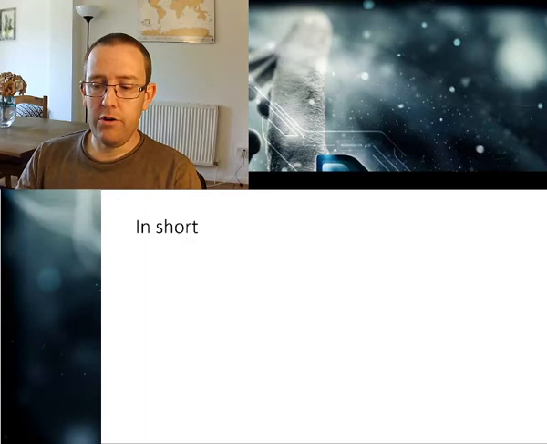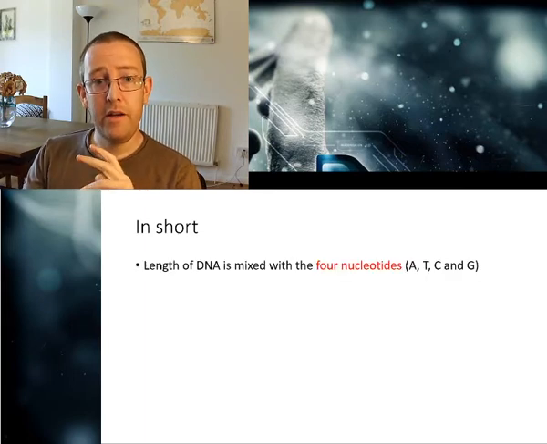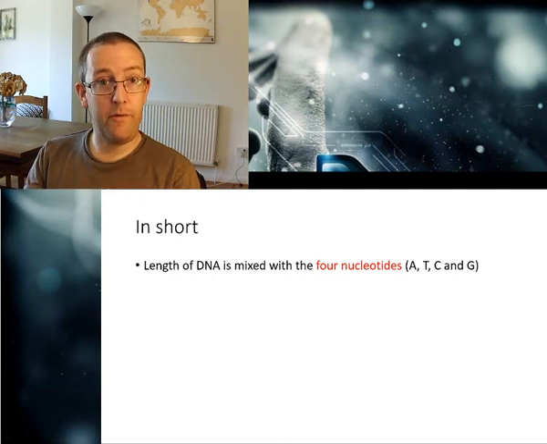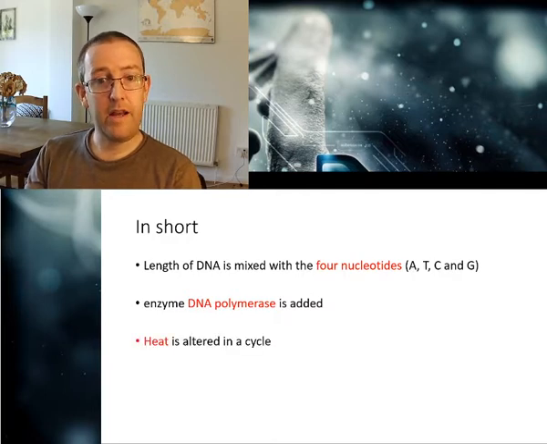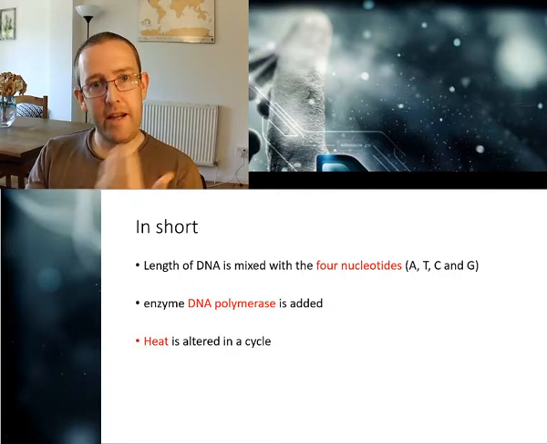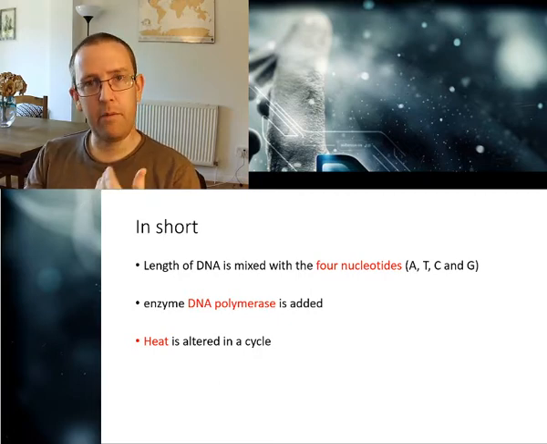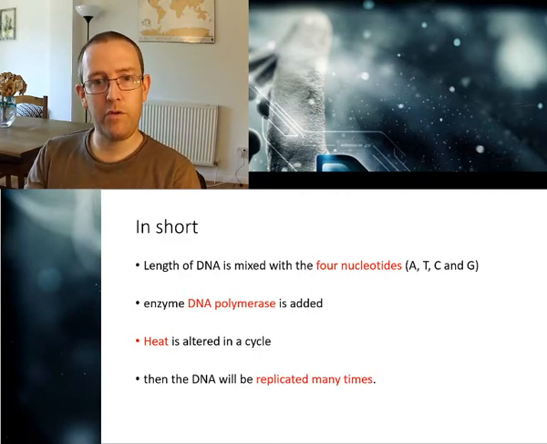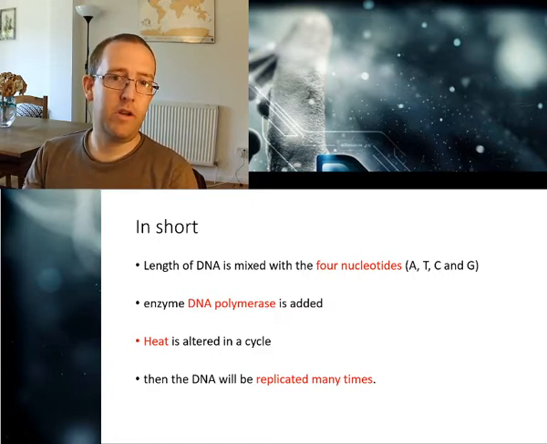So, in short, this is the short version of what happens in a PCR reaction. Right, first thing, you take your length of DNA you want to amplify, you mix it with the 4 nucleotides, A, T, C, and G, and you add the enzyme DNA polymerase. Okay, you have a cycling protocol of different temperatures, heating up, cooling down, heating up to precise temperatures depending on your protocol, and the DNA will then be replicated many times.